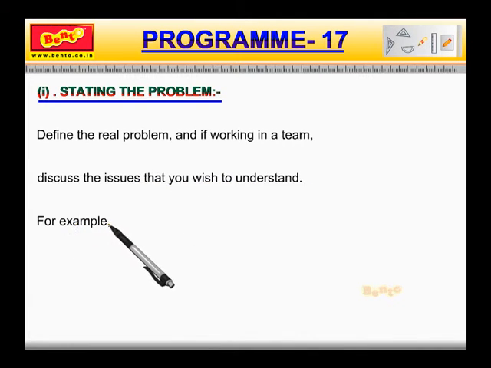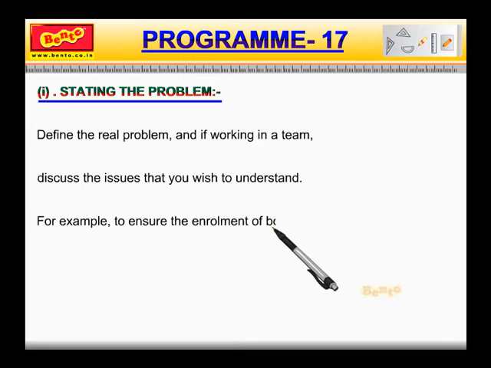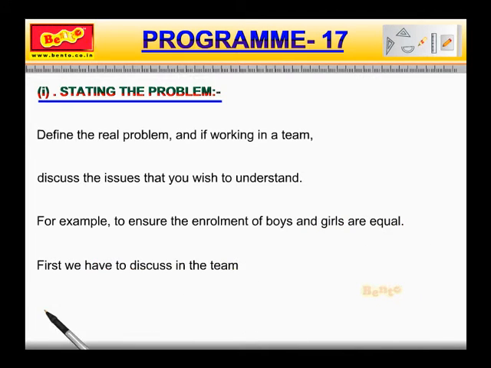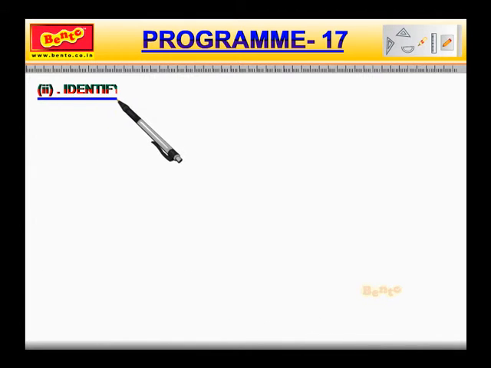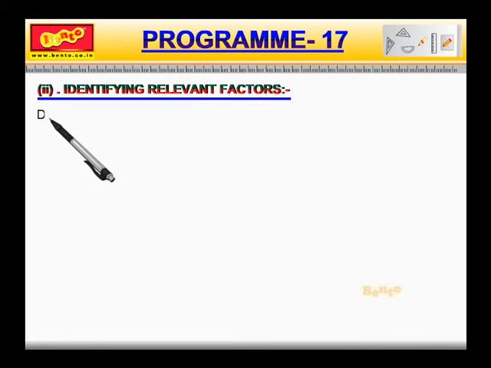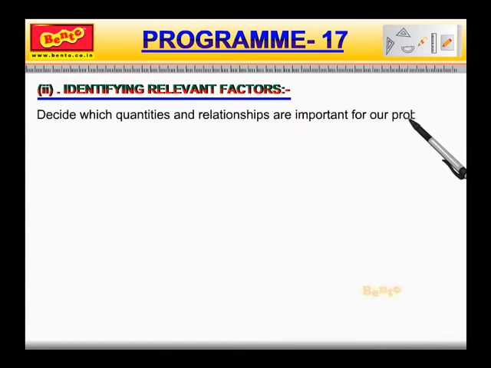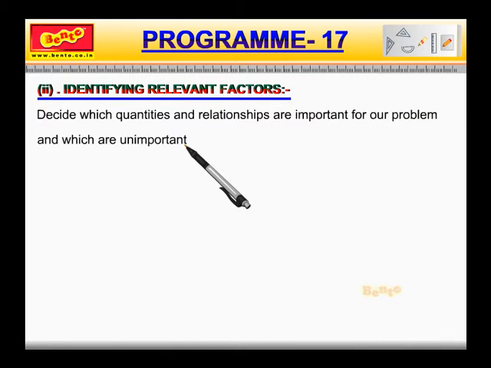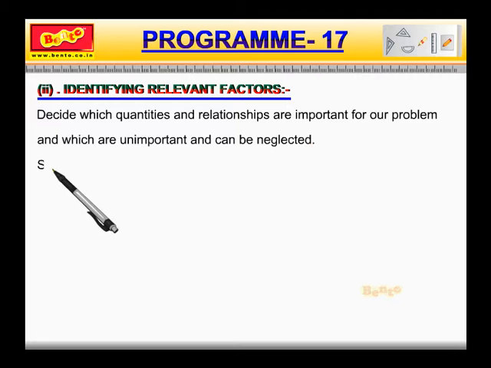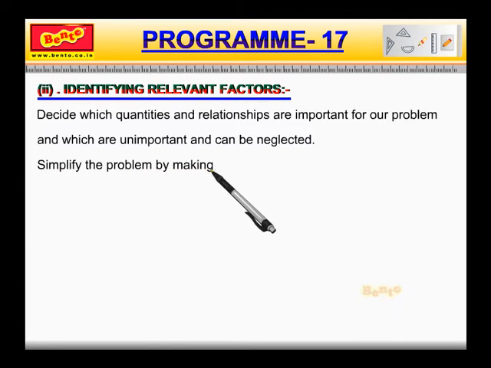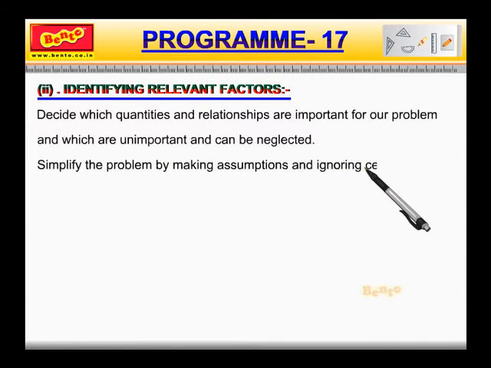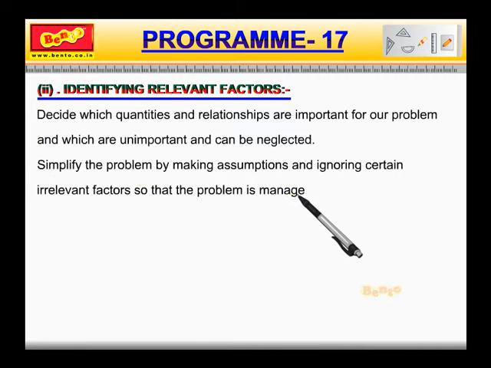For example, to ensure the enrollment of boys and girls are equal, first we have to discuss in the team that 50% of the school-going children are girls, identifying relevant factors. Decide which quantities and relationships are important for our problem and which are unimportant, can be neglected. Simplify the problem by making assumptions and ignoring certain irrelevant factors so that the problem is manageable.